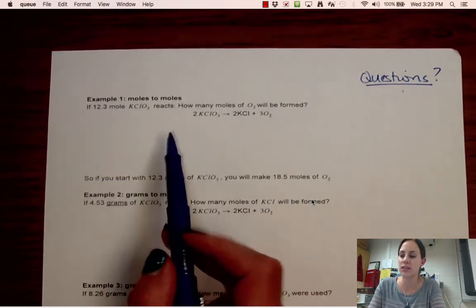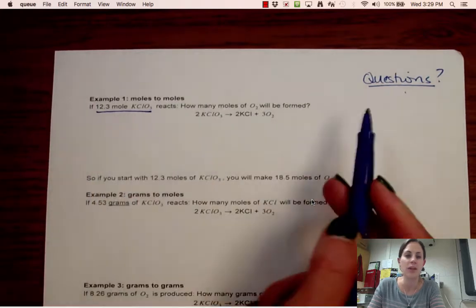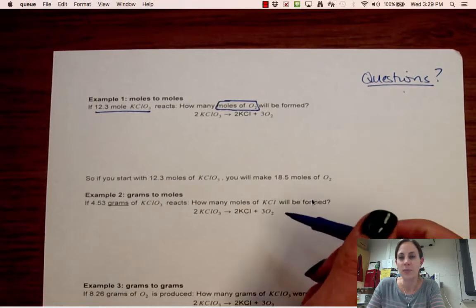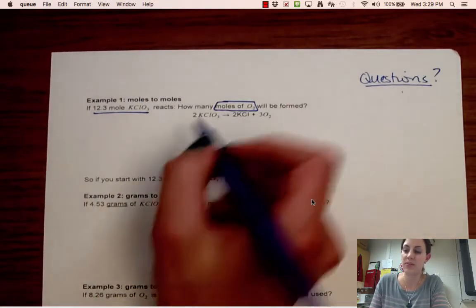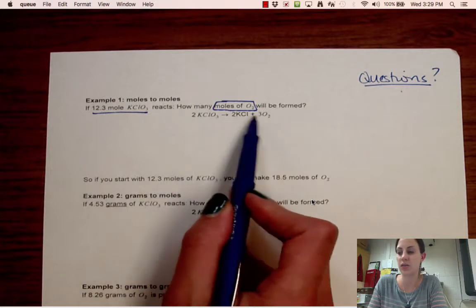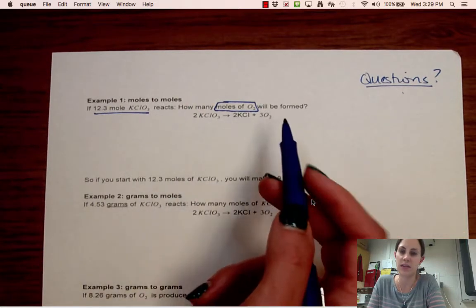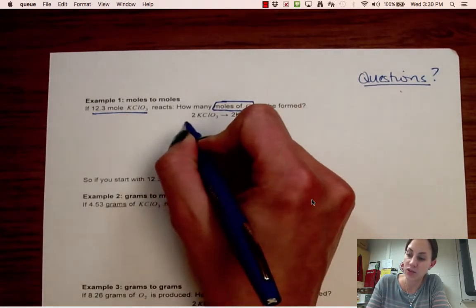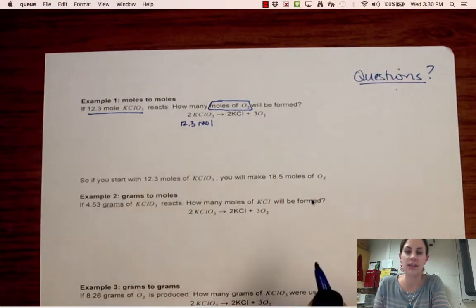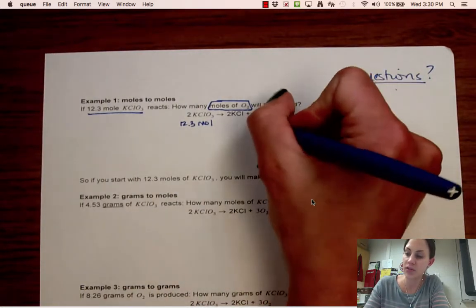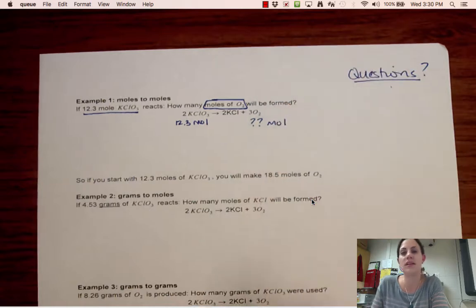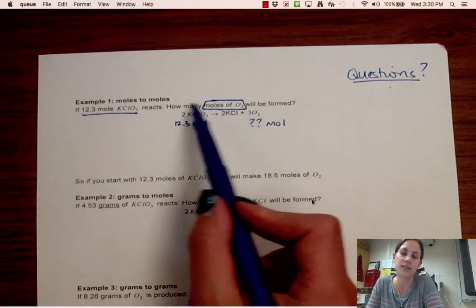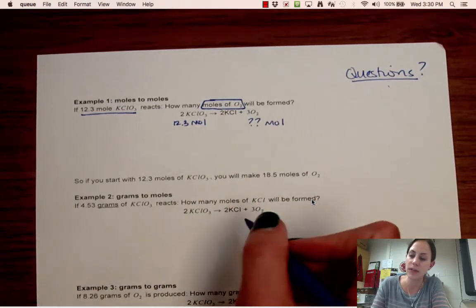If 12.3 moles of KClO3 reacts, how many moles of oxygen will be formed? In my steps, the first step is I want to make sure my equation is balanced. I can see that there are coefficients there, so I'm assuming that the equation is balanced. So then I'm going to write down what I know from the problem. I know that I have 12.3 moles of KClO3, and I'm looking for moles of oxygen. I'm not concerned with the KCl at this point because it's just not asking for it in the problem, which is fine. So I'm going to set up my problem like this.